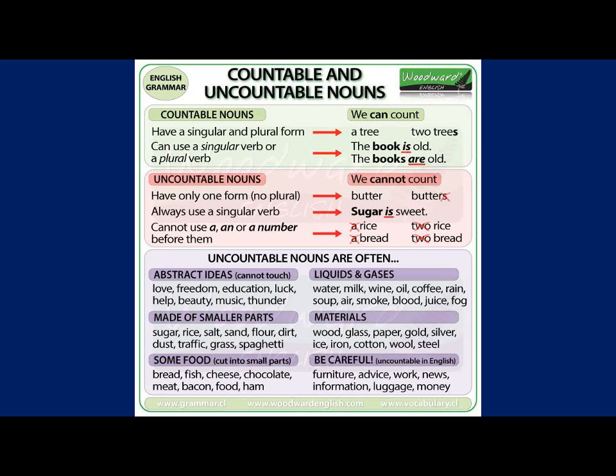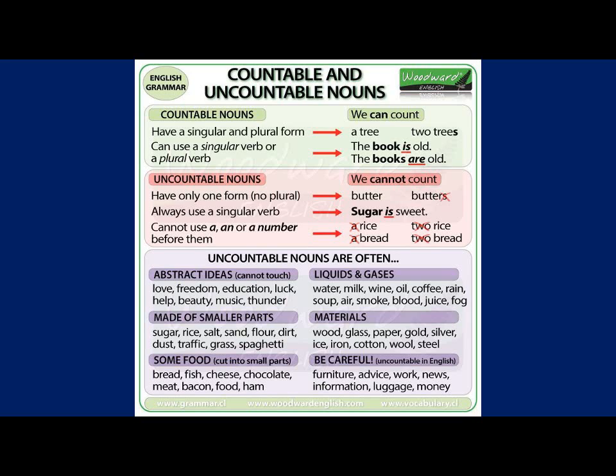So we don't say traffics. We don't say sugars. Some food like that is cut into small parts. Bread, fish. We don't say fishes. Cheese, chocolate, meat, bacon, food, ham. There is a situation where we do use the plural on these, but I'm not going to talk about that because I don't want to confuse us.